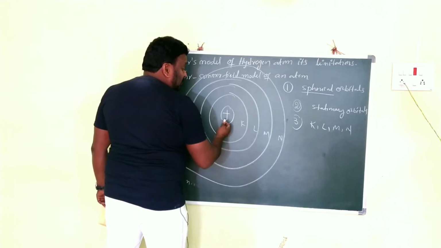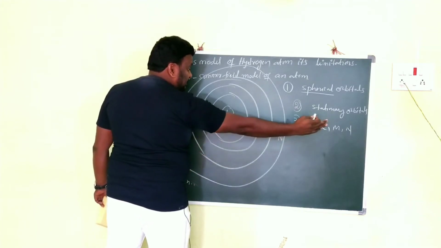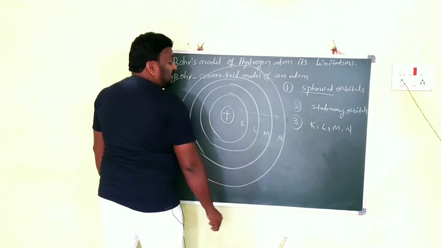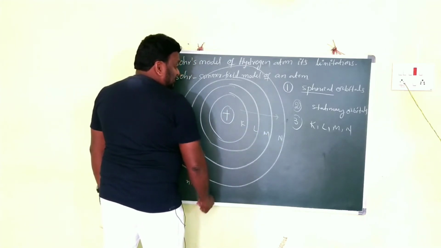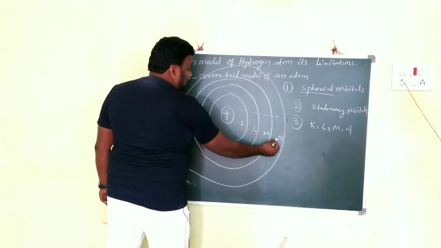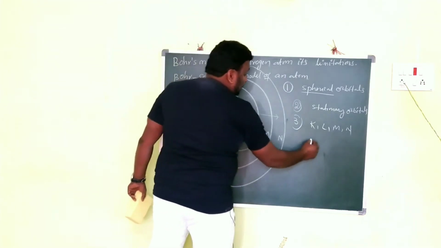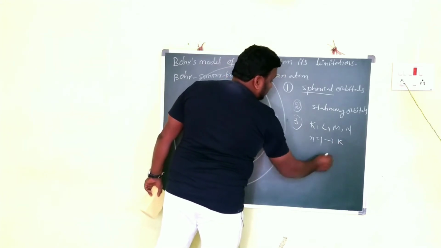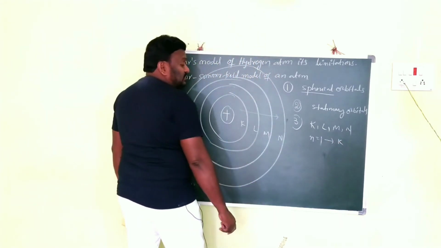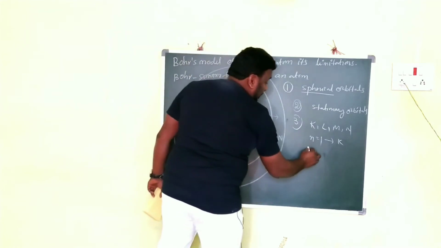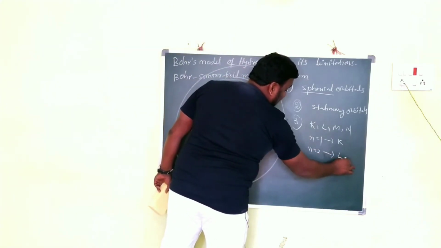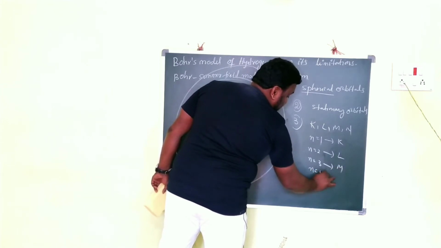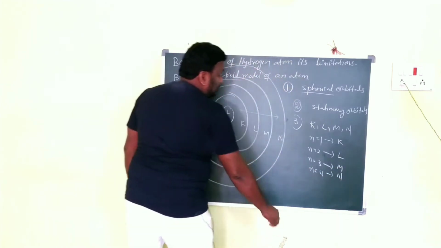While we go from the nucleus radially outwards in this direction, the energy of the shell increases. Okay children, so K, L, M, N shells are there. For them he gave it like this: n equals 1 is the K shell. Here n is the principal quantum number. What is that? Principal quantum number. When n equals 2, that represents the L shell, n equals 3 is M, and when n equals 4, that is the N shell.